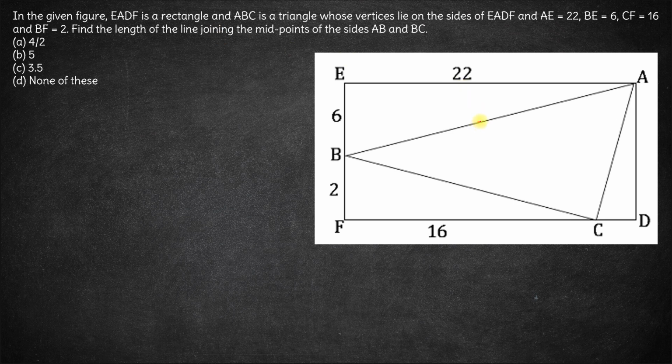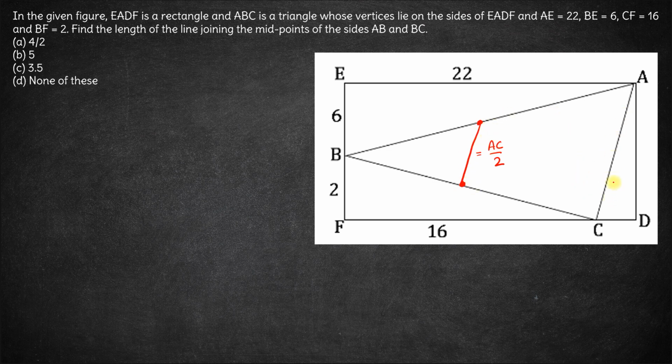AB's midpoint will be somewhere here, BC's midpoint somewhere here. We have to figure out the length of this side. Now, this question may look a little difficult, but it's very simple. We know in any triangle, the length of the line joining the midpoints of two sides will be half of the third side. So, the length of this side is going to be half the length of AC. So, what we effectively need to calculate is the length of AC. Half of it will be the length we want.